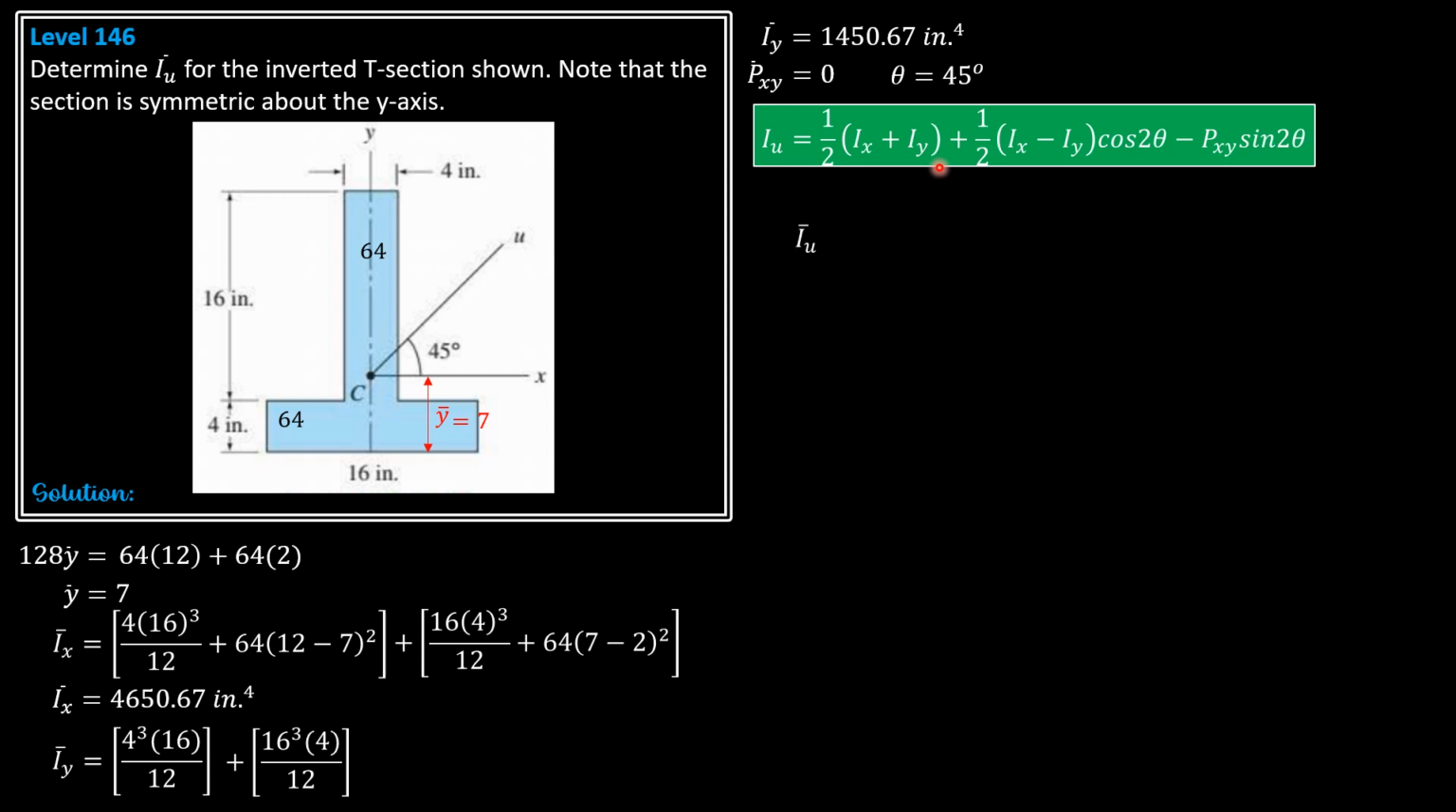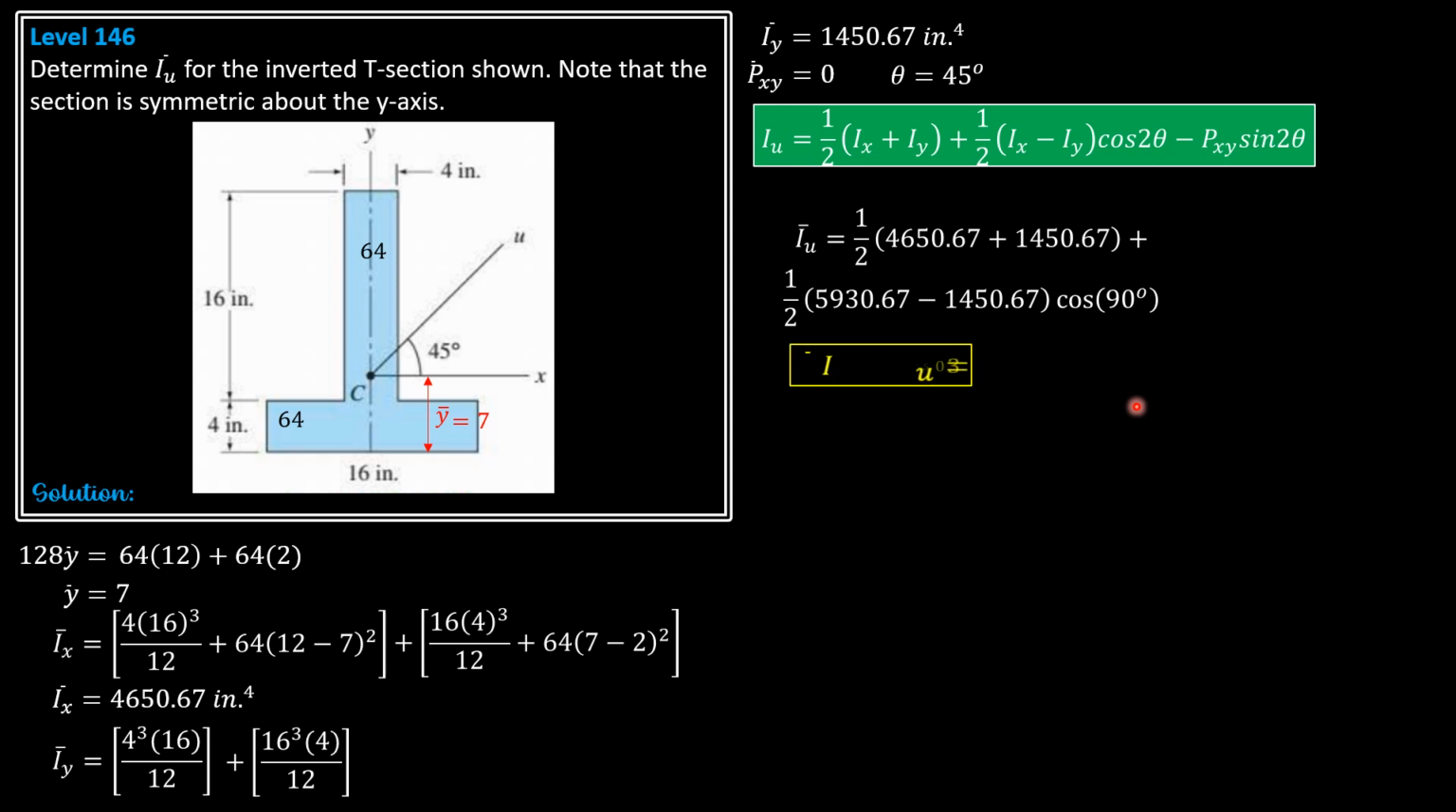So Īu is equal to 1/2 of the quantity 4650.67 plus 1450.67, plus 1/2 the quantity 4650.67 minus 1450.67 times cosine of 90 degrees, then plus 0. Calculating, Īu is equal to 3051 inches to the fourth.